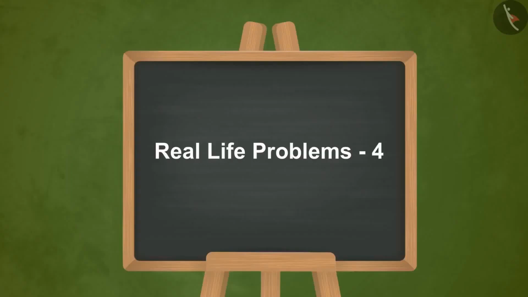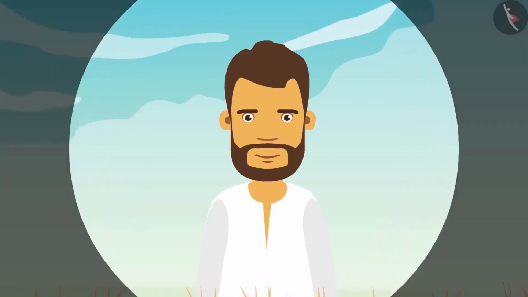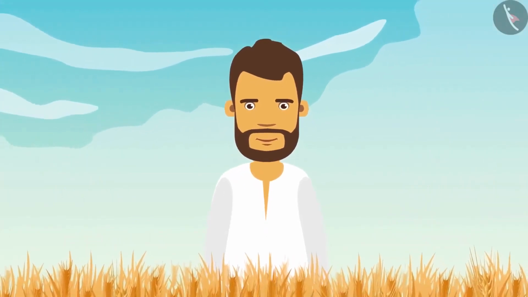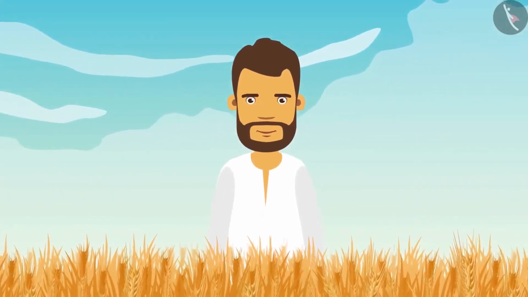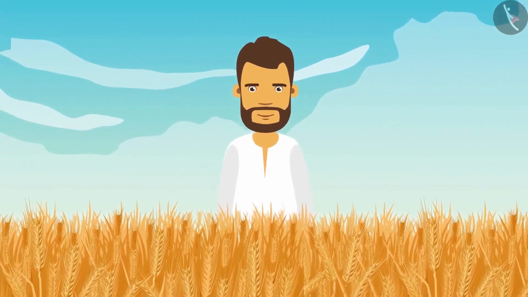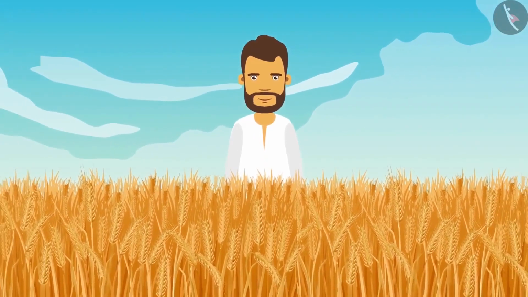Real life problems. Today we'll see how mathematics can be used in day-to-day activities. Hey kids, you already know about Kareem brother, right? 6 months before, he had sown the seeds of pulses and wheat in his field. 3 months before, he had harvested the pulses. Now look, his field is booming with the wheat crops.